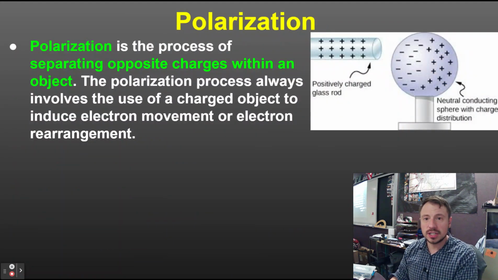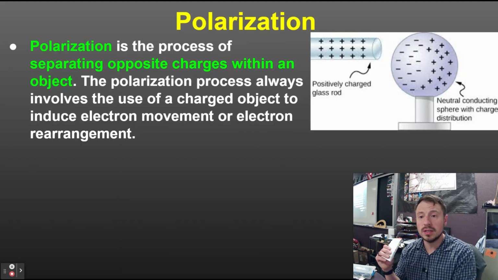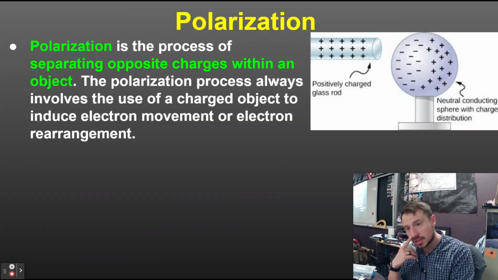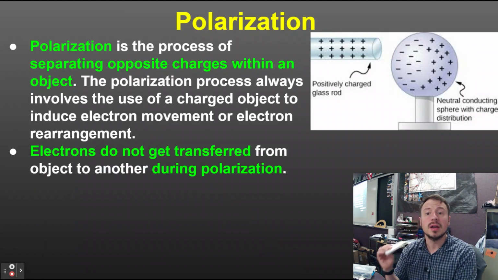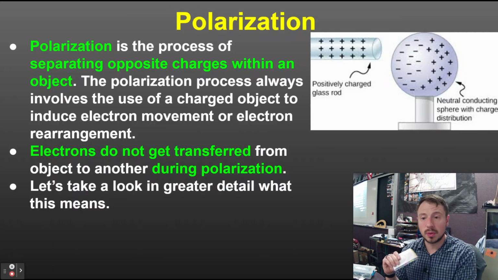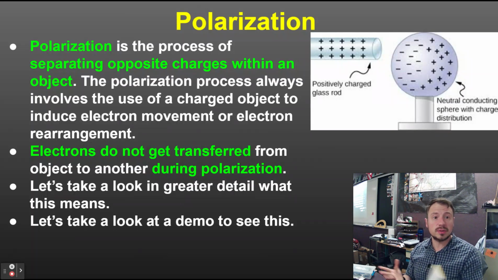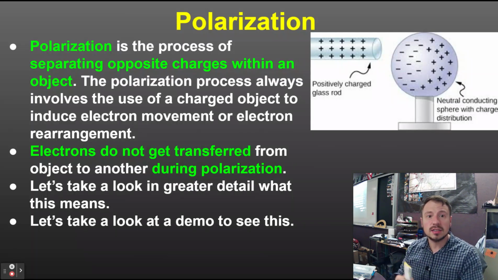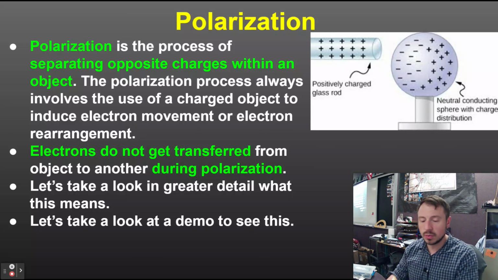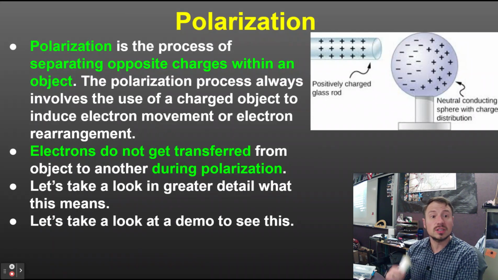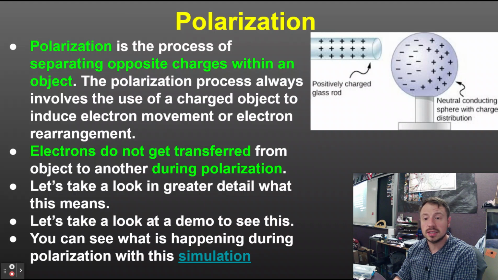So polarization is the process of separating opposite charges within an object. The polarization process always involves the use of a charged object to induce electron movement, electron arrangement. Electrons do not get transferred during polarization. So what this means is that if I have this metal sphere and I place a positively charged rod next to it, those electrons are going to attract to the positive charge and they're going to move to one side, because metal is a conductor, and those electrons are able to flow freely towards that charge. That's polarization. I'm separating it between positive and negative.